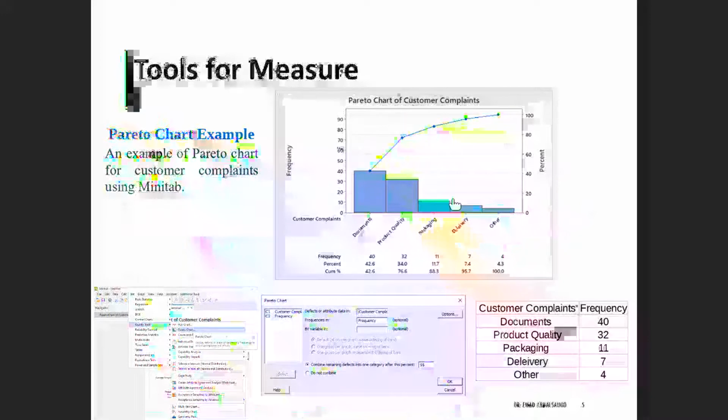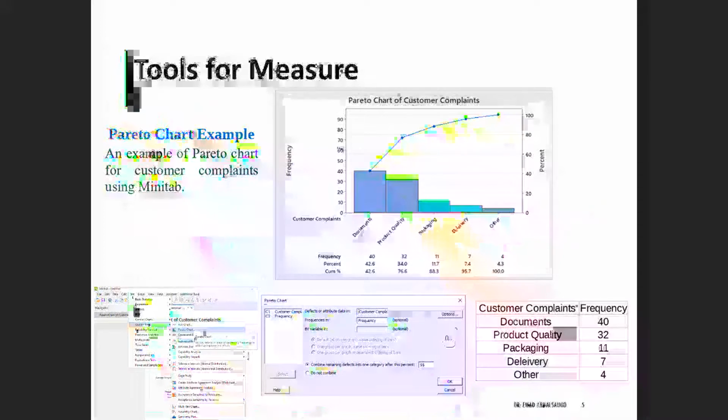When you draw the Pareto chart in Minitab, I will try to zoom in a little bit so you can see. This is the Minitab screen. In the Minitab screen, you go to Stat, then select Quality Tools, and it will open all the quality tools. The second one is the Pareto Chart. When you press that one, it will open a window like this one here.